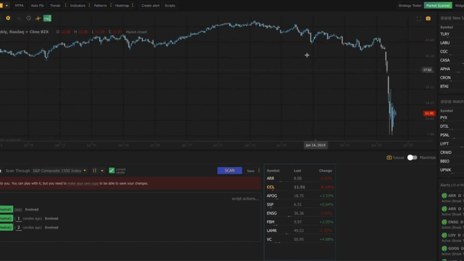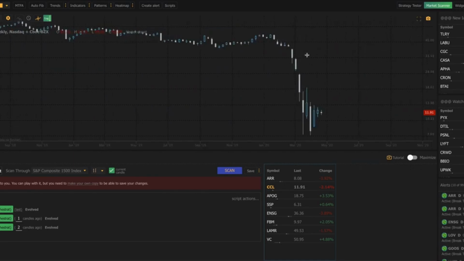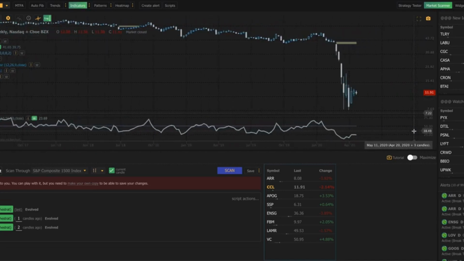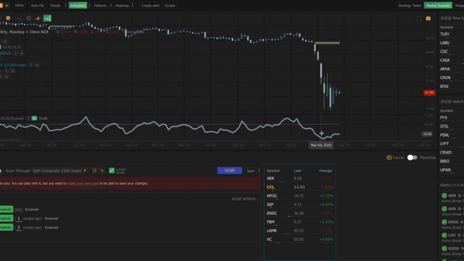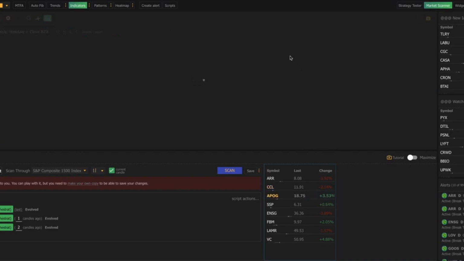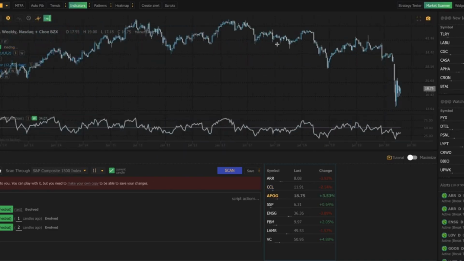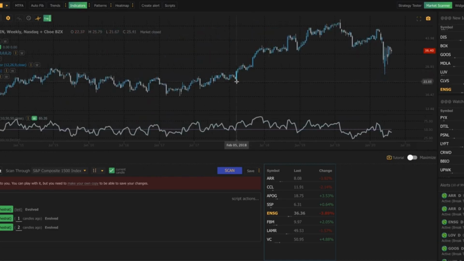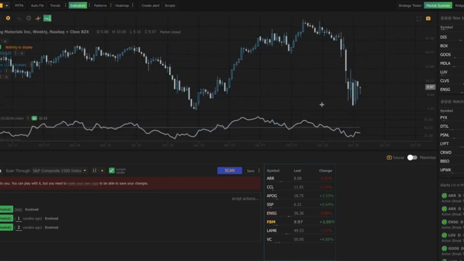So let's see what else we found. This looks interesting. We can take a look. That is slight, but that is some RSI divergence there. That's interesting. What's this APOG thing? Also looks weak. This kind of looks weak too. I would say this ENSG thing could potentially be just a retest. Yeah. I don't know if I trust a chart that looks like that right now. So I'm just going to keep going.